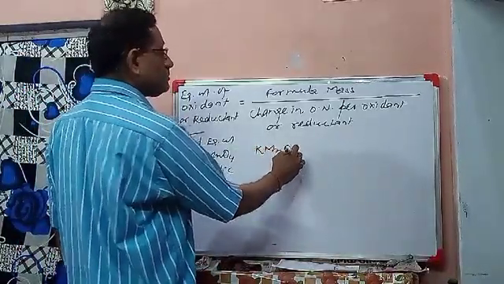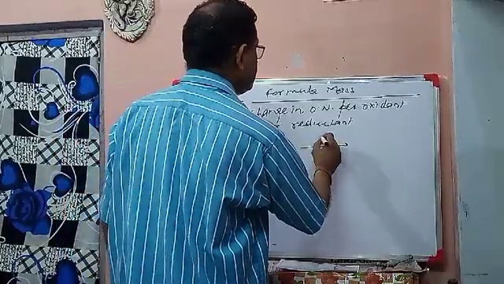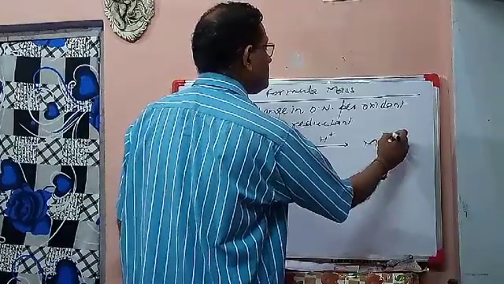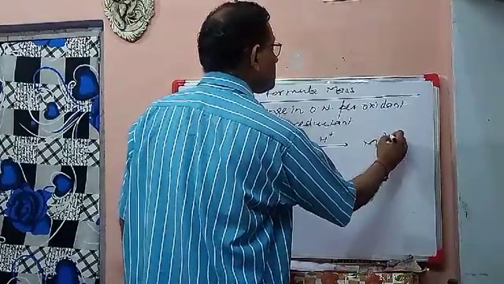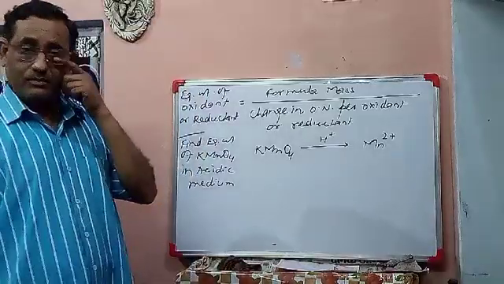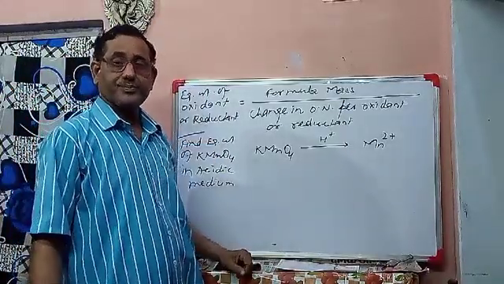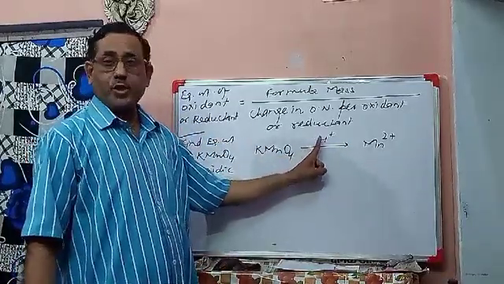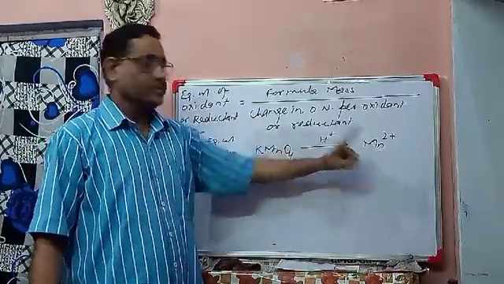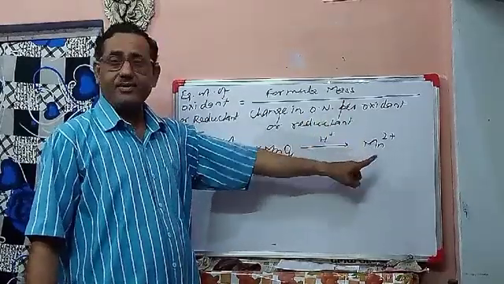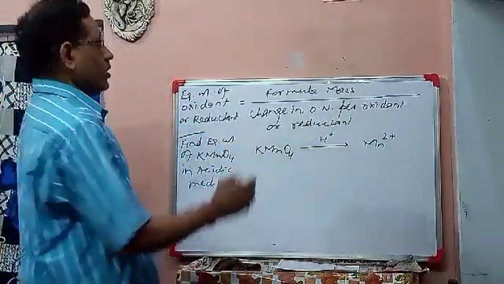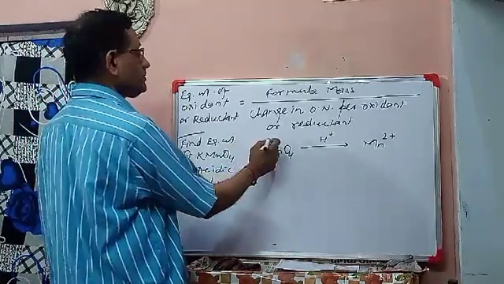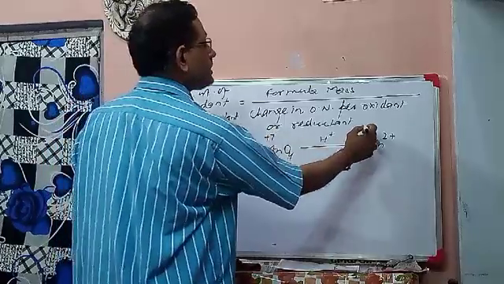KMnO4 in acidic medium gives a compound of manganese ion. Clear? There is a manganese salt. If there is H2SO4, then it will be MnSO4. If you take HCl, then it will be MnCl2 and so on. The oxidation number of Mn you find out by using rules. They are +7, they are +2.